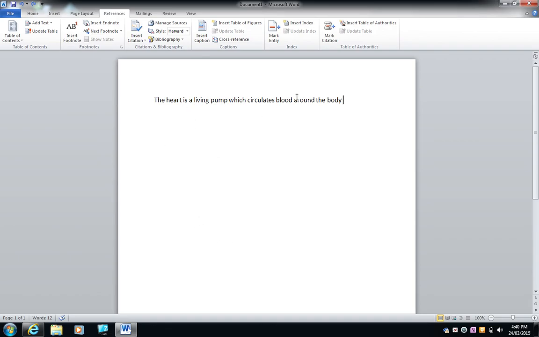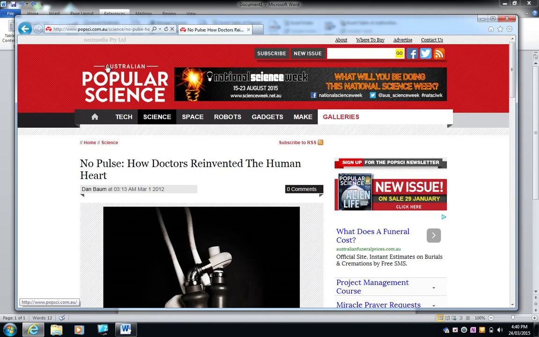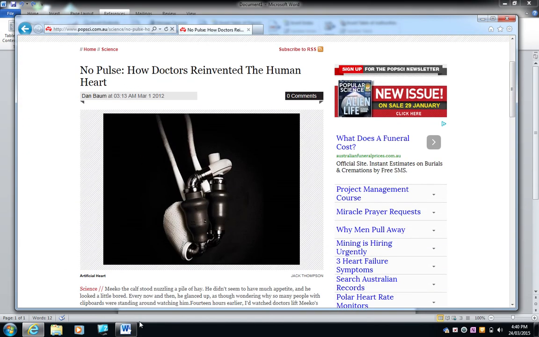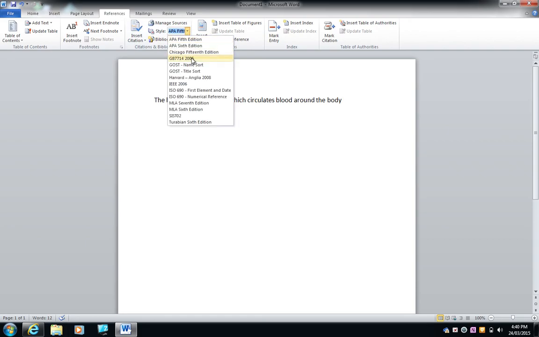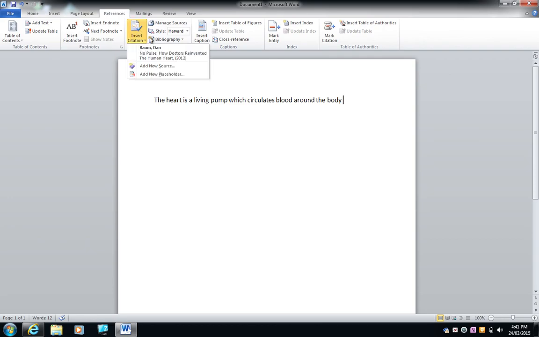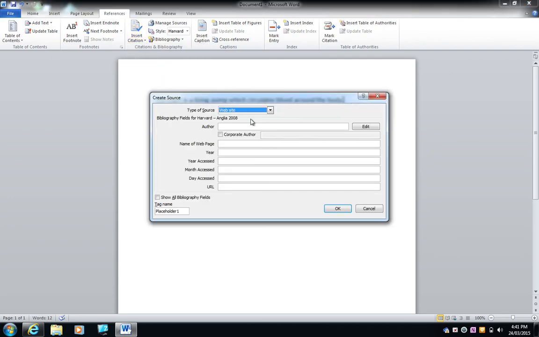So, the heart is a living pump which circulates blood around the human body. Where did I get that from? I got that from Popular Science, this article here. If I want to include a new citation, then I go to References, click here. It'll start off with APA 5th edition. We don't want to use that style. We want to use Harvard. So I click Harvard. Then I click Insert Citation, add a new source.